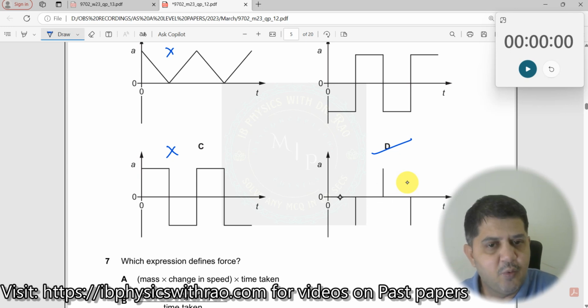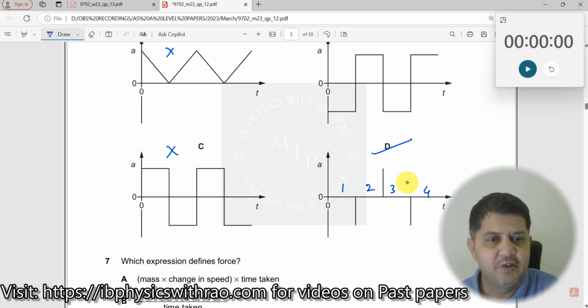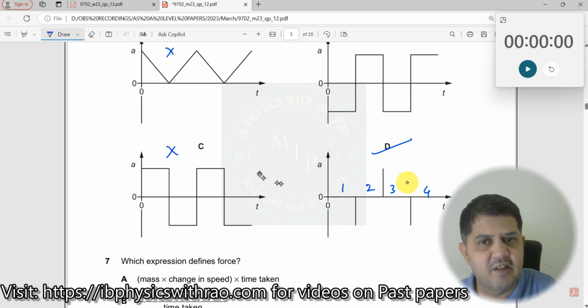Okay. Similarly, 1 repeats with 3. See, this is your 1, this is your 2, this is your 3, and this is your 4. 1 repeats with 3, 2 repeats with 4. So as a result, none of them gets repeated like this. This is the right answer.